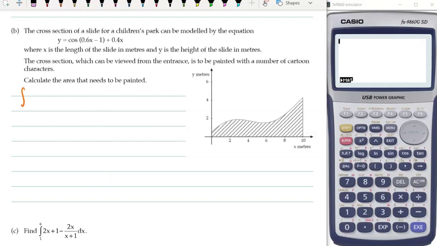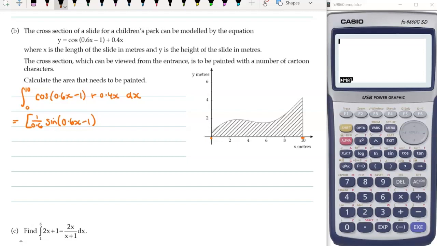Now, finding the area under this curve, we're going to integrate between 0 and 10 for this start and end point for the equation, which is cos of 0.6x minus 1 plus 0.4x with respect to x. So if we integrate cos, we get sine. The inside doesn't get changed, but we do need to divide by the derivative of that inside. So we'll divide by the 0.6.